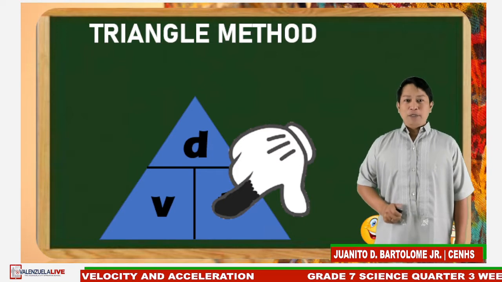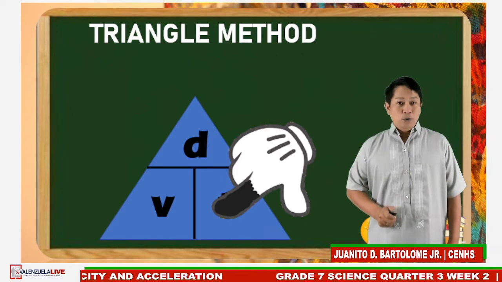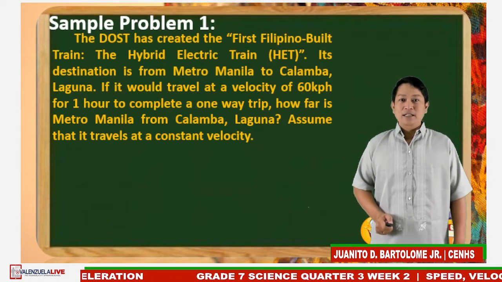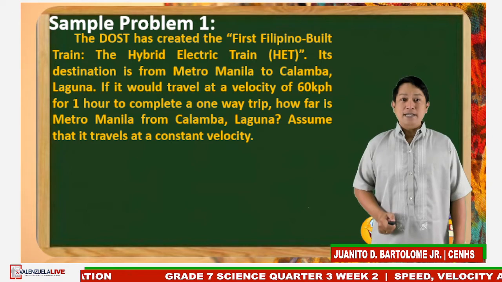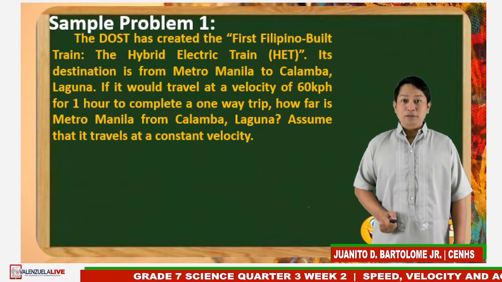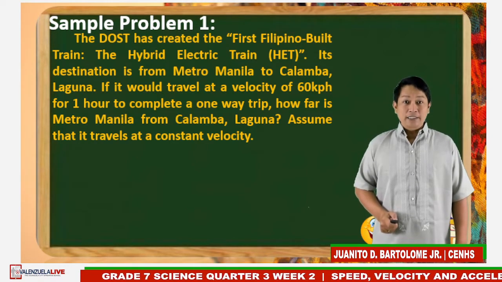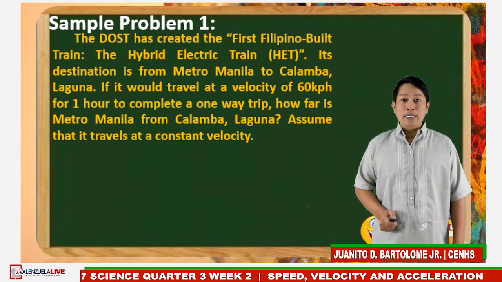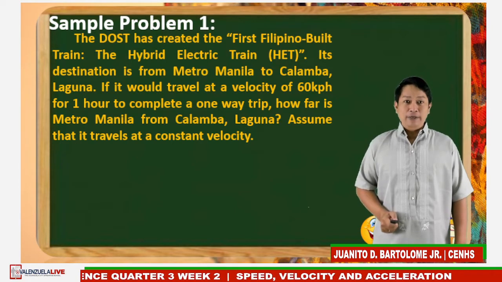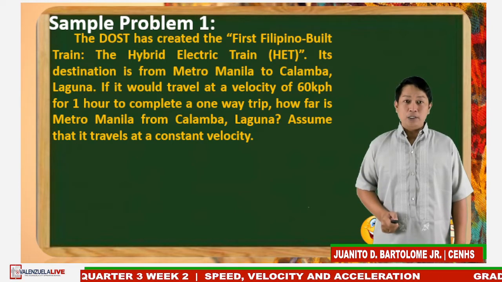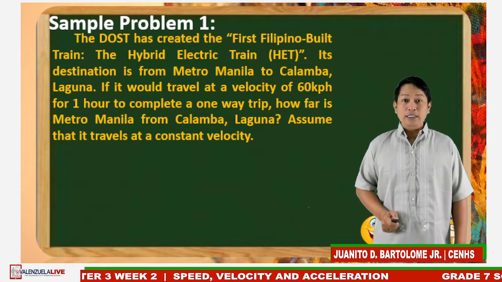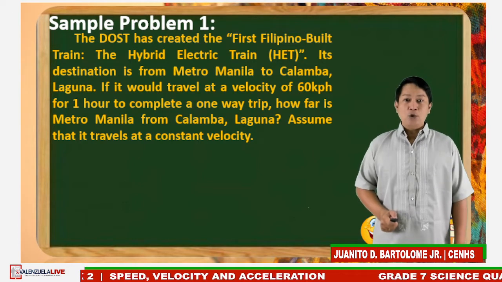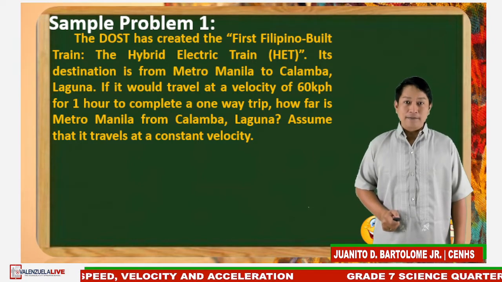Let's try to solve sample problems involving velocity. Are you ready? Sample problem number 1. The Department of Science and Technology has created the first Filipino-built train, the Hybrid Electric Train, or HET. Its destination is from Metro Manila to Calamba, Laguna. If it would travel at a velocity of 60 kilometers per hour for 1 hour to complete a one-way trip, how far is Metro Manila from Calamba, Laguna? Assume that it travels at a constant velocity.